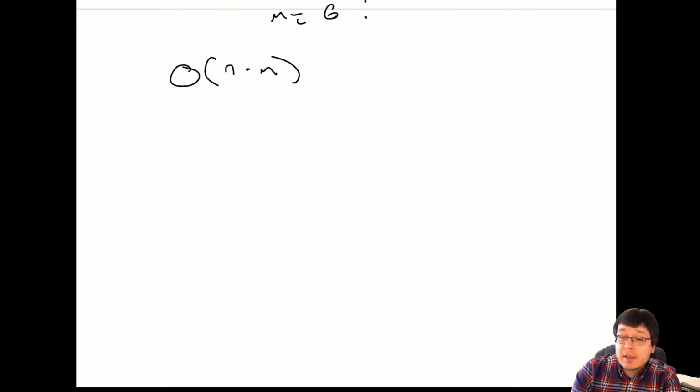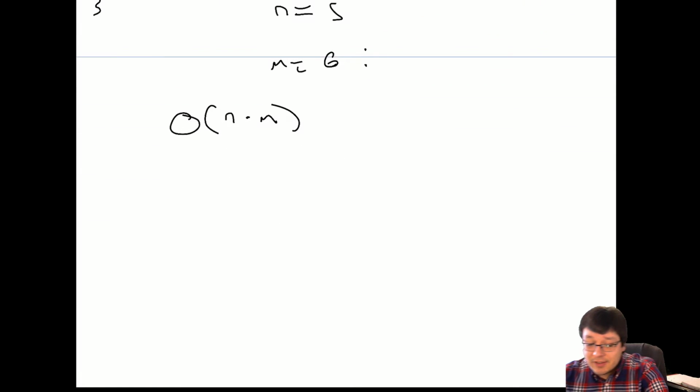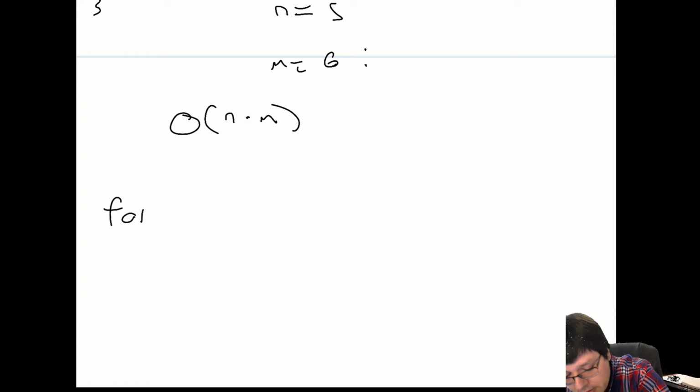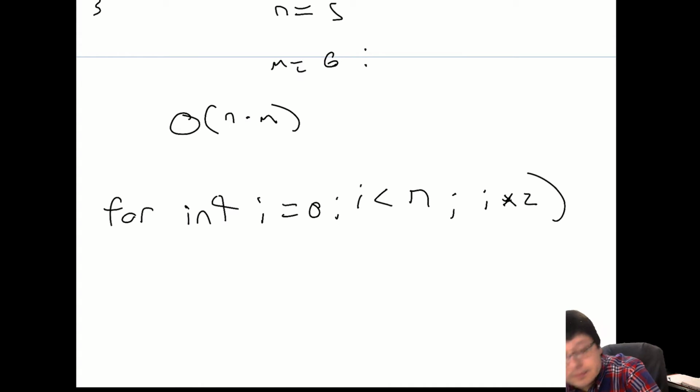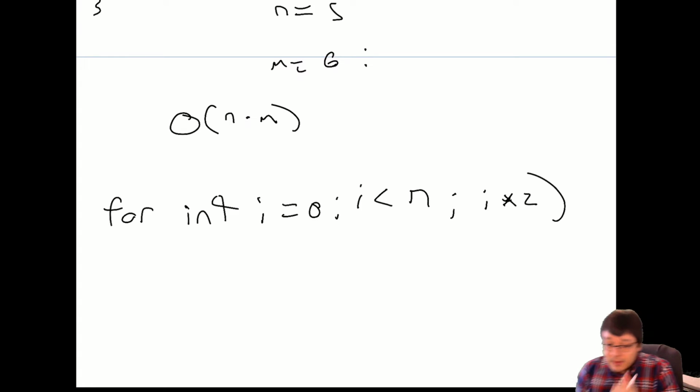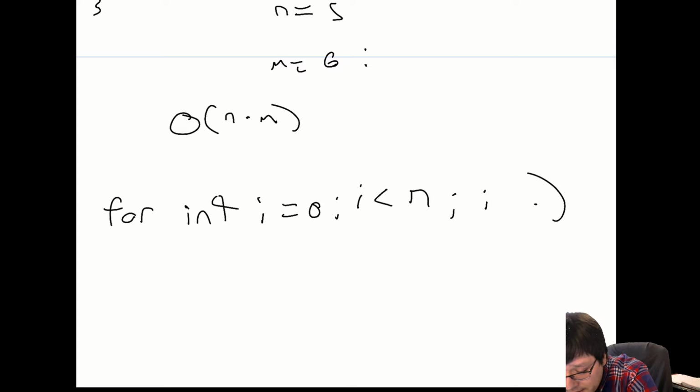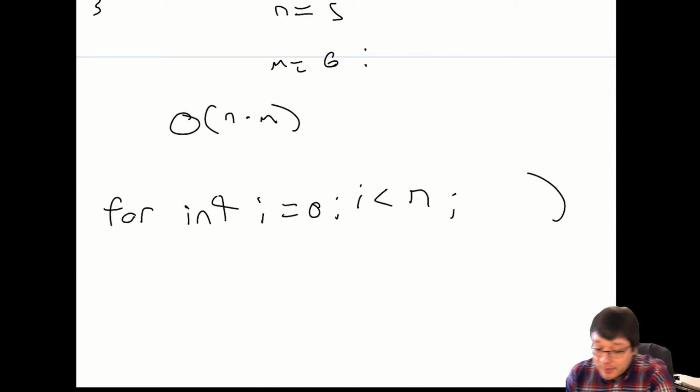Actually, before I put them, let me put one more, because this one usually gets people. So let's say that we have for int i equals 0, i is less than n, i times 2. Okay? What are you going to do with that one? Oh, well, that doesn't mean anything. That's going to loop. That one's infinity because it's going to loop forever.